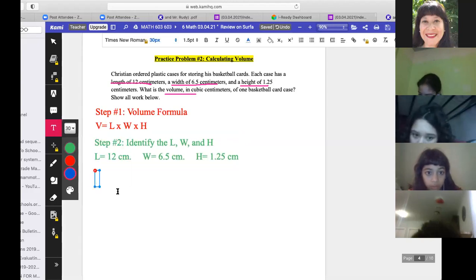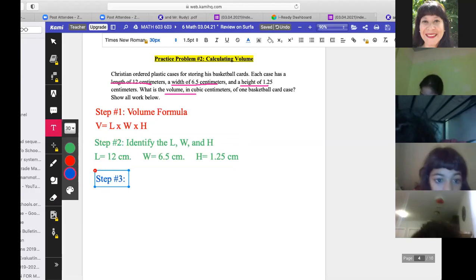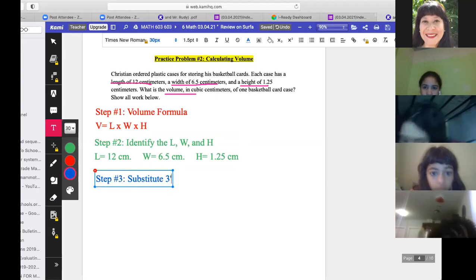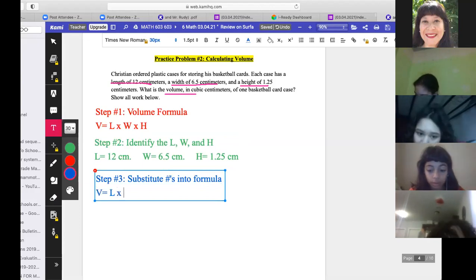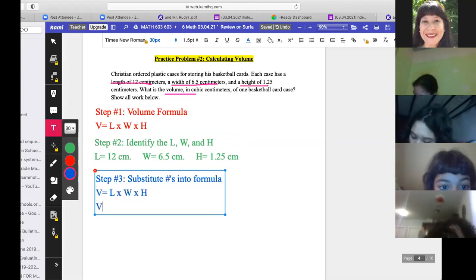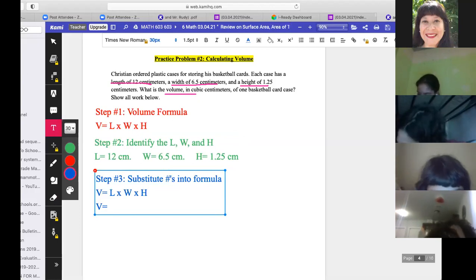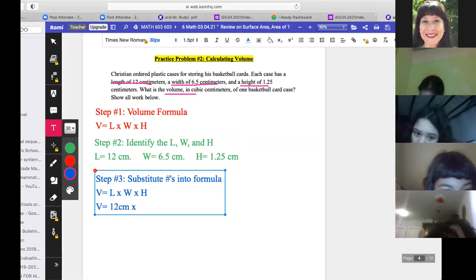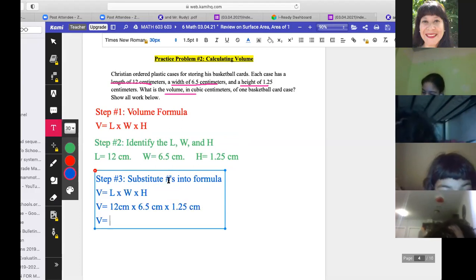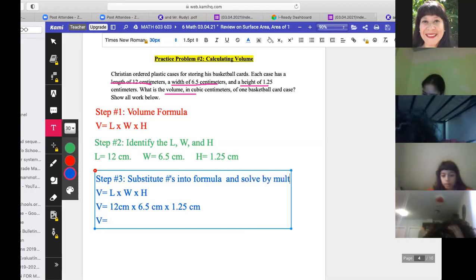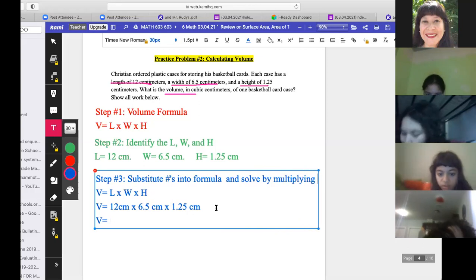Now what? Now we're going to substitute. We're going to substitute the V equals L times W times H. V equals 12. Now we're going to multiply. So we need 12 cm times 6.5 times 1.25 centimeters. And then we're going to find the answer. Solve by multiplying it. And the answer would be.